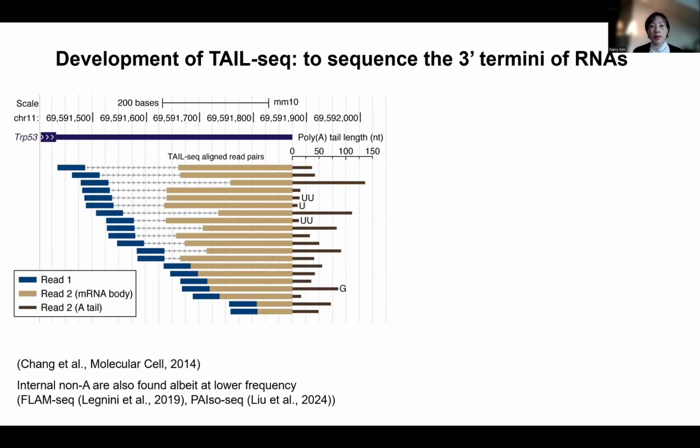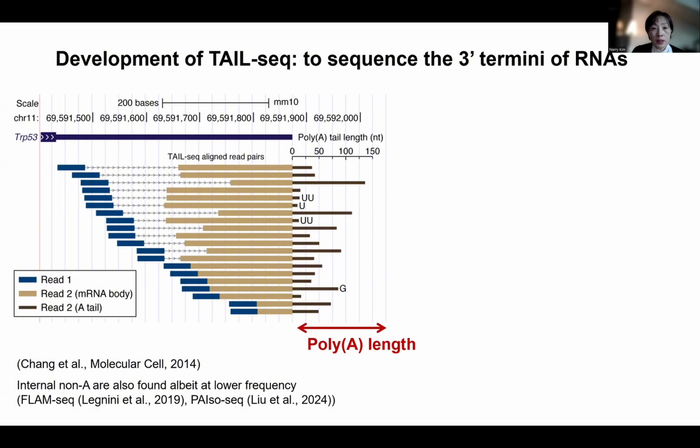So we developed a method called tail-seq to sequence the 3' termini of RNA. This method, unlike other RNA sequencing methods, focuses on the 3' end of RNA, measuring the poly-A tail length and investigating the sequences in the tail.